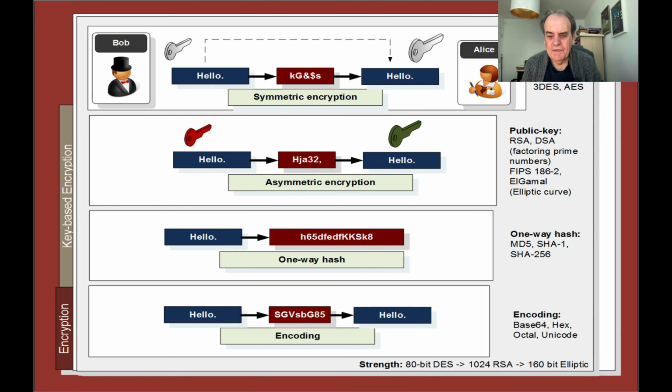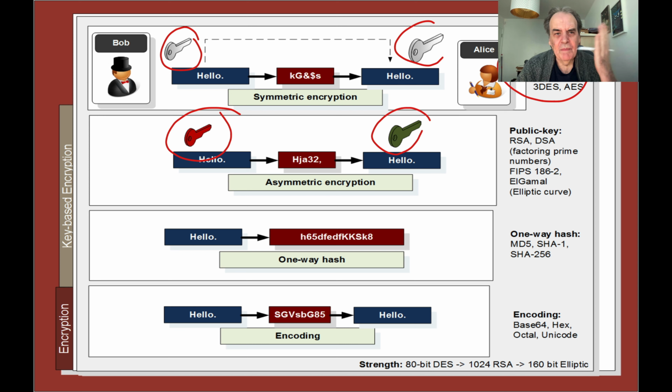Okay, so here was the classifications that we have. RC2, RC4, DES, 3DES, AES are symmetric key methods. Same key is used on either side. We have asymmetric methods where we have a public key and a private key. The public key can encrypt and the private key can decrypt. In the same way round. RSA is a very typical method for this, and elliptic curve methods.